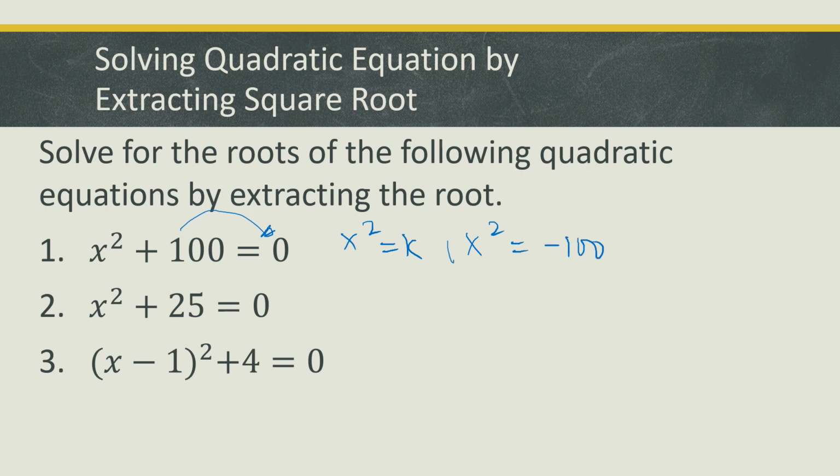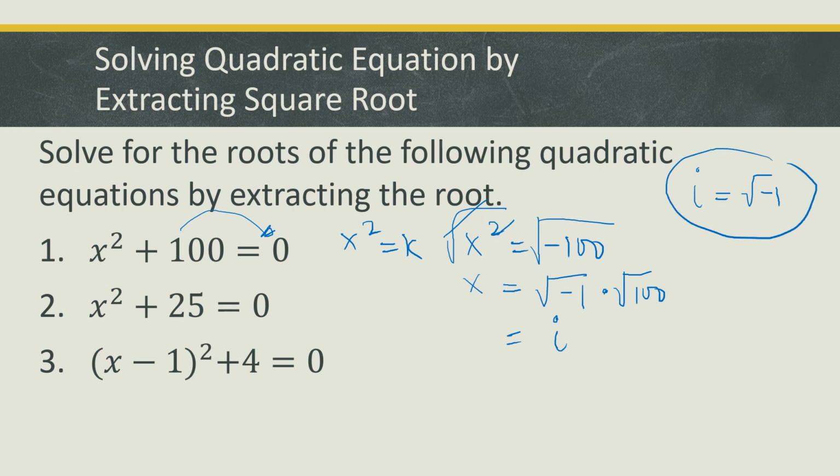So using the method of extracting square root, cancel the square, we have now x is equal to the square root of negative 100. It is not possible as we do not have the square root of a negative number. But we can use what we call i, as i is equal to the square root of negative 1. Let us factor out negative 100 to the square root of negative 1 times the square root of 100. Since the square root of negative 1 is equal to i, and the square root of 100 is 10.